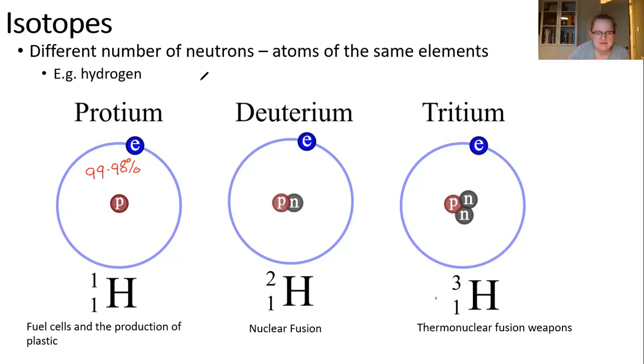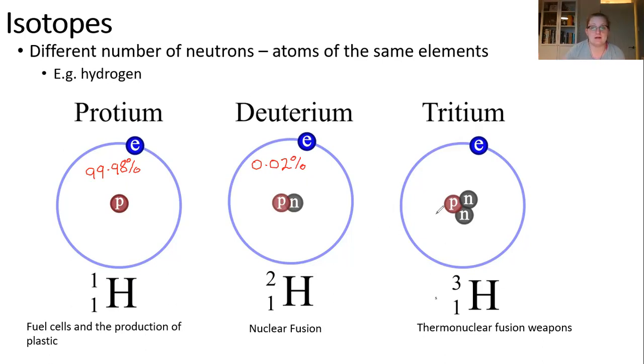Deuterium consists of 0.02% of all our hydrogen isotopes. It has 1 proton and 1 neutron. We use this for nuclear fusion. So when we talk about nuclear fusion and we go on to more nuclear physics, deuterium is used there.